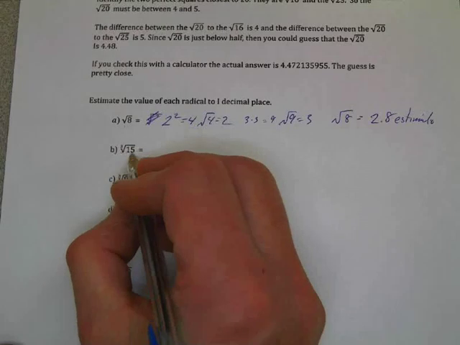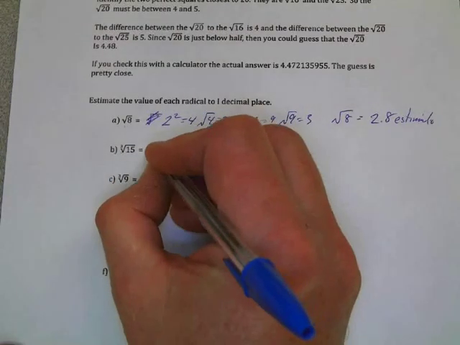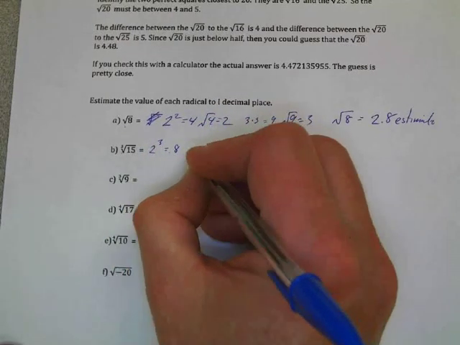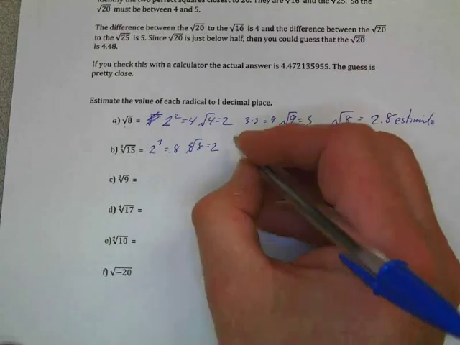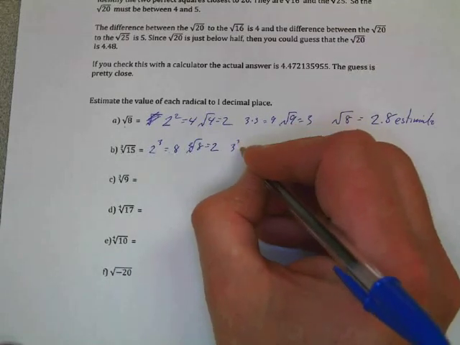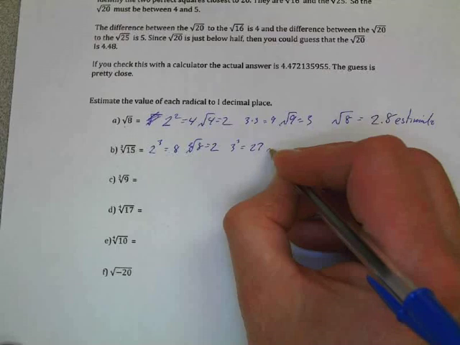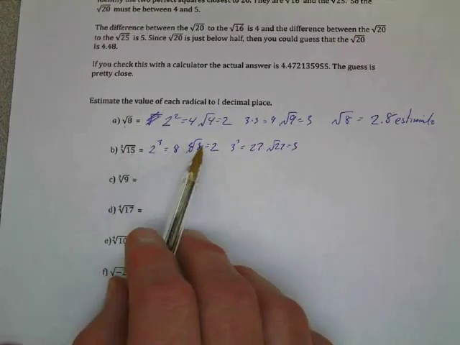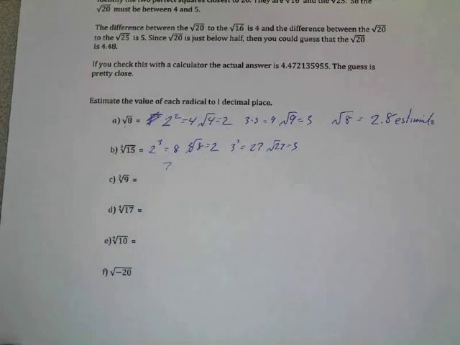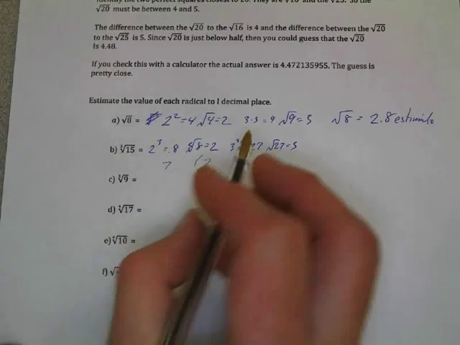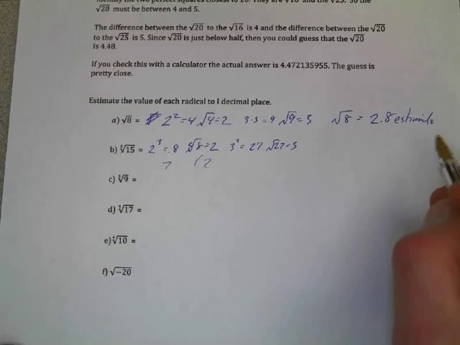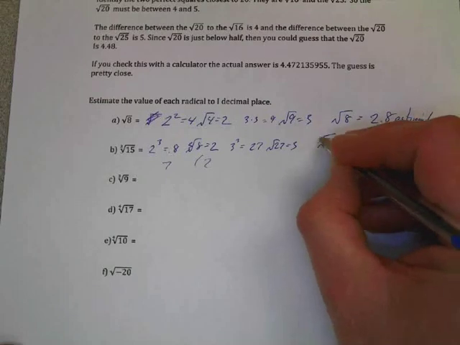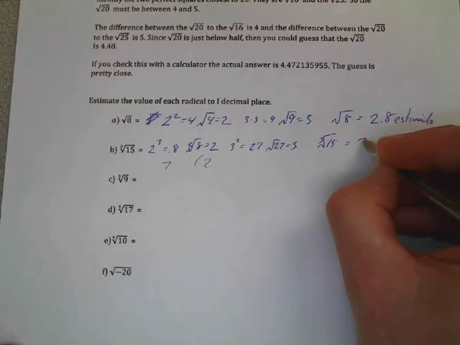The cube root of 15. So let me try 2 to the power of 3 is equal to 8. So that means the cube root of 8 is equal to 2. So 3 to the power of 3 is equal to 27. So the cube root of 27 is equal to 3. So 15 is in between those two. Between 8 and 15 there are 7 steps. Between 15 and 27 there are 12 steps. So it's not halfway. It's going to be lower, closer to 2. So I would say the cube root of 15 is probably 2.3.